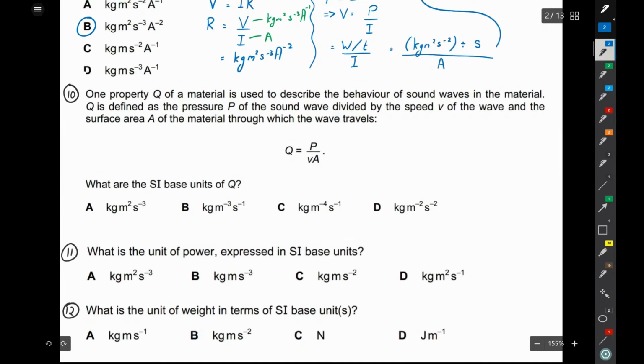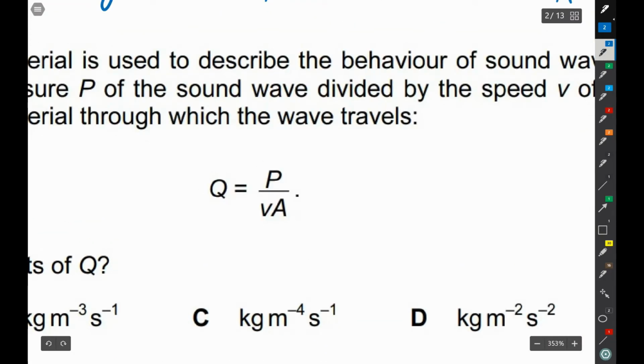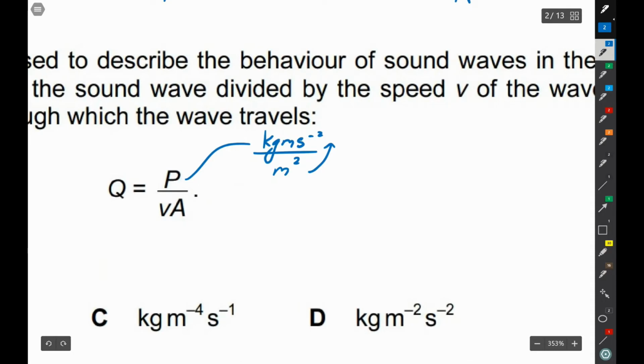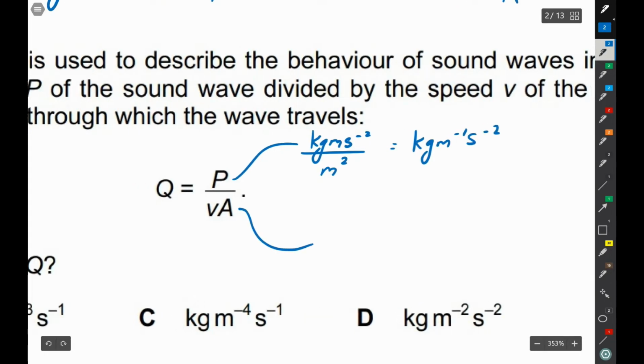Pretty straightforward question है. P हमें बोला हुआ है क्या है, pressure है. Now pressure is force upon area. Force के units होते हैं kg m s minus 2. Area is meters square. So this is gonna be divided by meter square. Meter square को मैं ऊपर लाऊंगा in the numerator, so this is gonna become kg m minus 1 s minus 2. ठीक है.